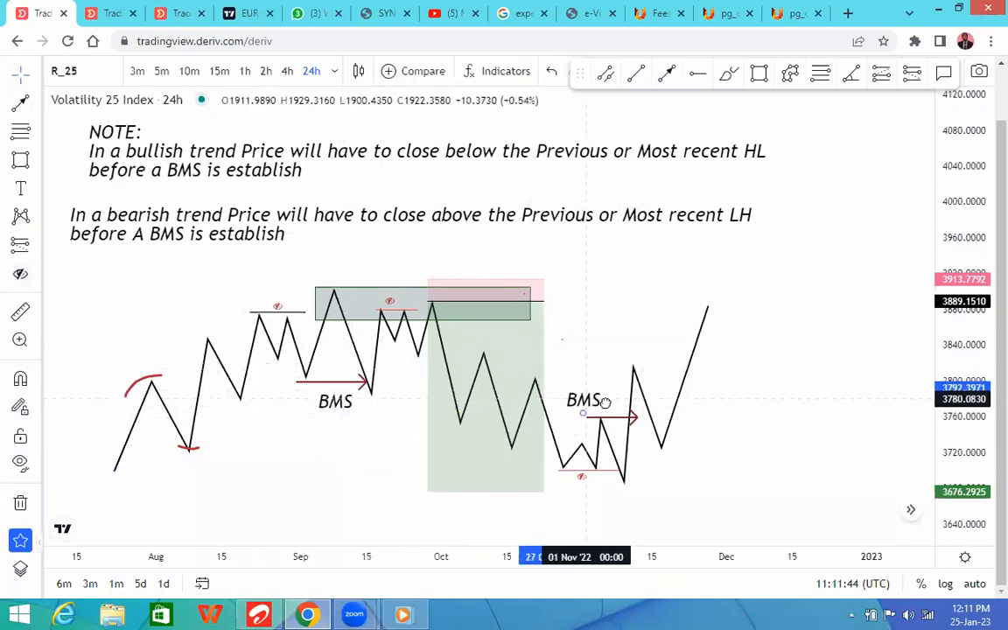Because price has broken the last lower high. Price gave us a lower low, lower high, lower low, and price broke this lower high, giving us a higher high.